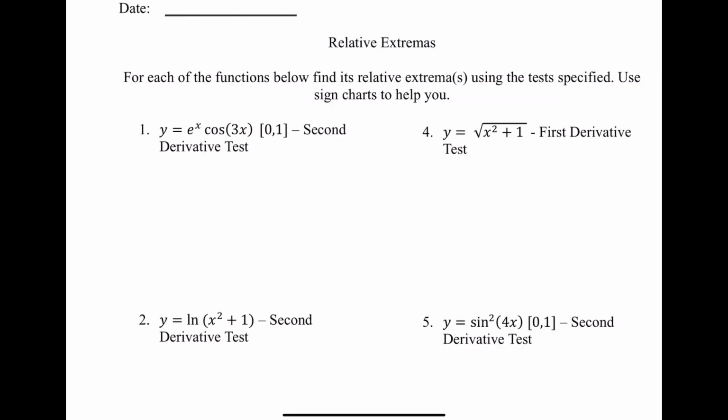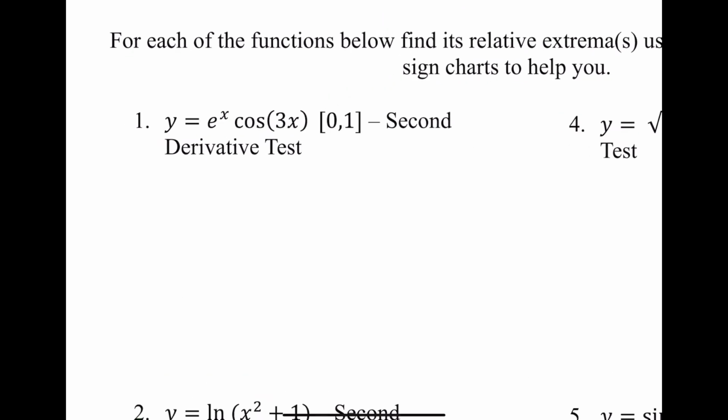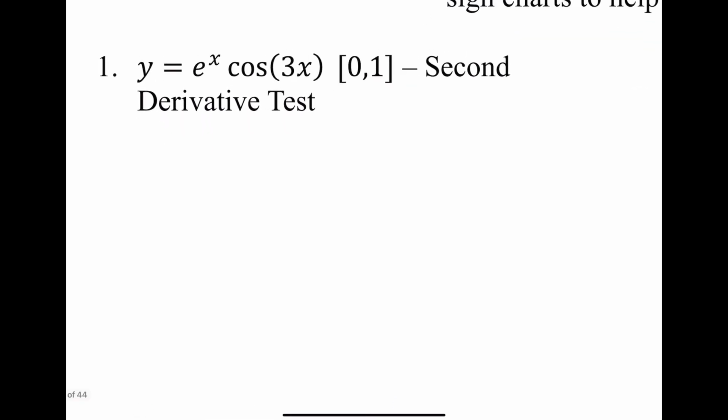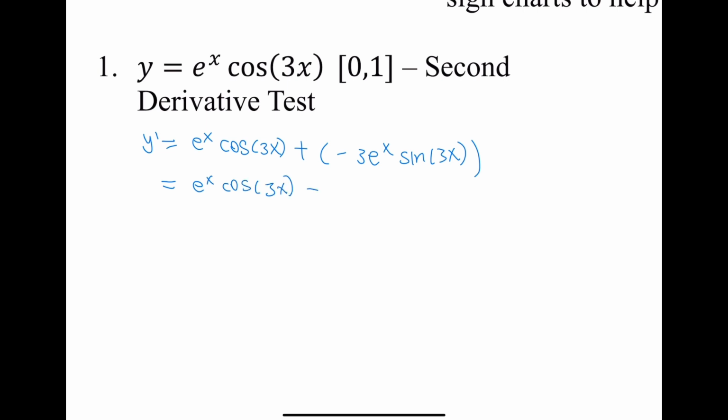Okay, with that being said, number one is y equals e to the x cosine 3x from 0 to 1, and we're using the second derivative test for this one. First find y prime, which would be e to the x cosine 3x plus negative 3 e to the x sine 3x. Then we're trying to find where this is equal to 0.